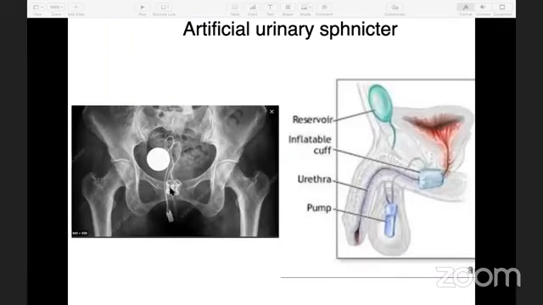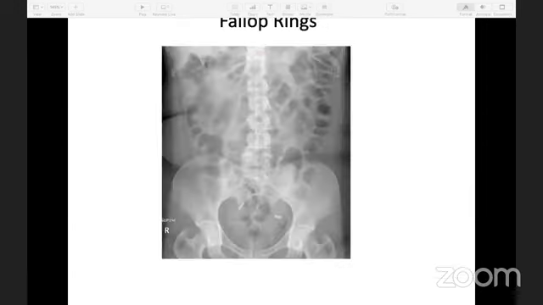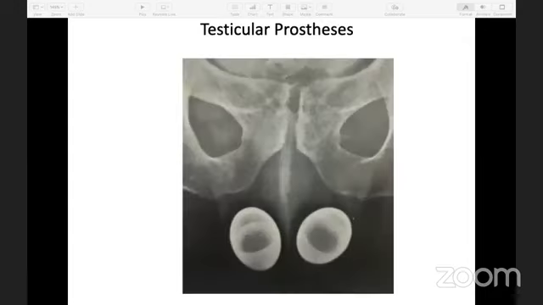This is an X-ray showing position of artificial urinary sphincter. These are Filshie clips in a female after laparoscopic sterilization. Bilateral testicular implants in a patient after bilateral orchidectomy.